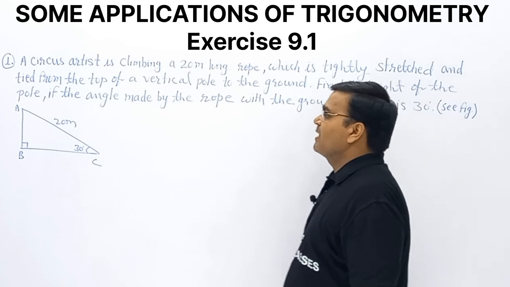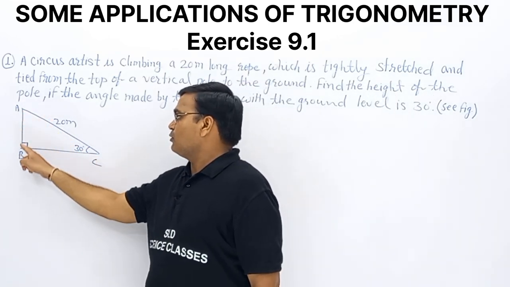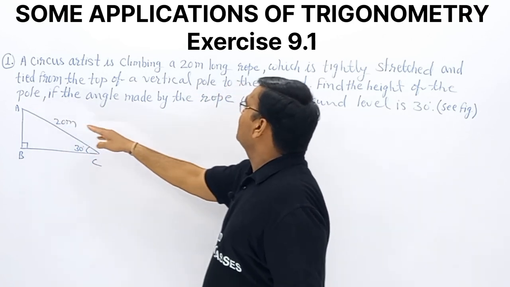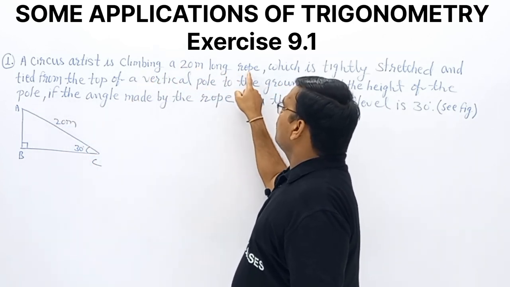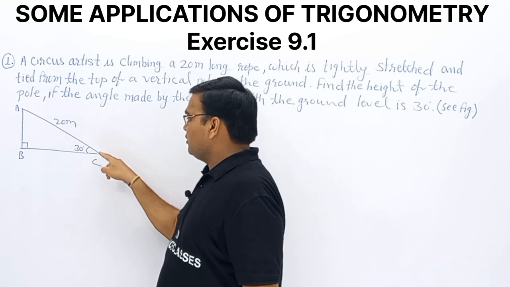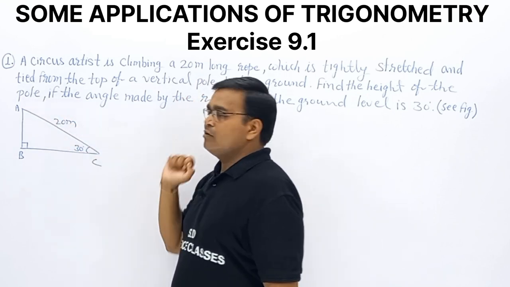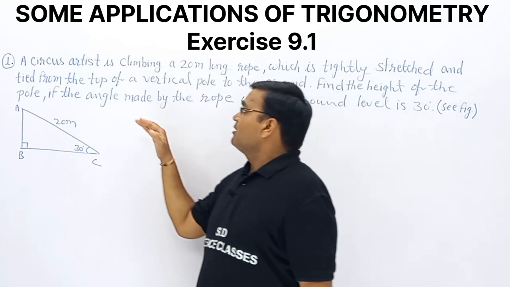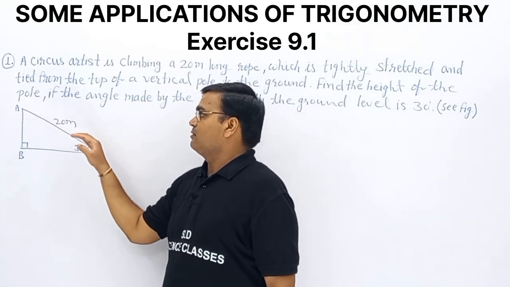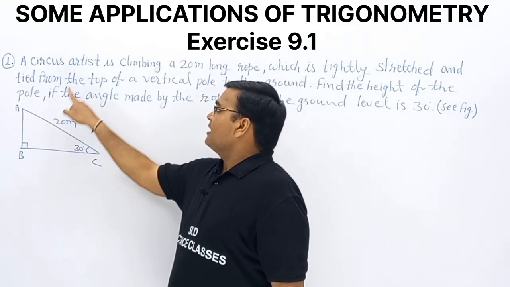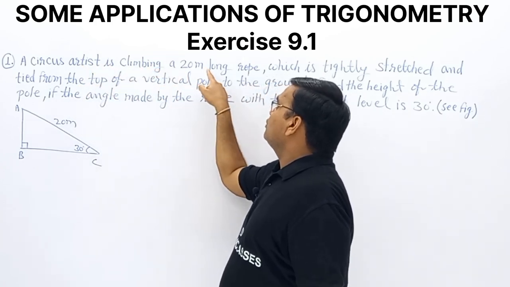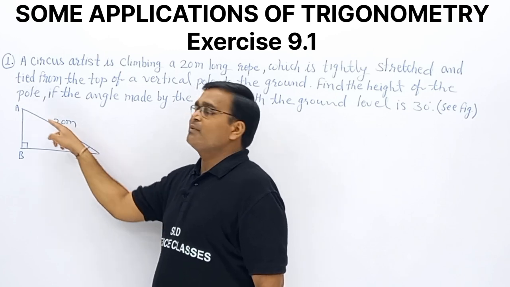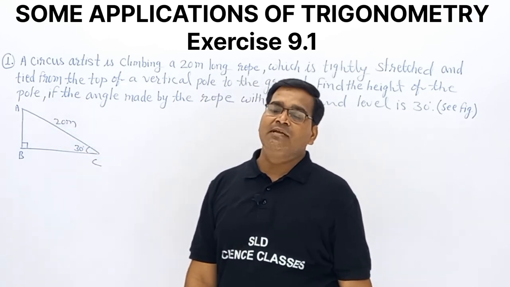the ground. We are having this vertical pole, clear? And this is the 20-meter long rope. A to C is the 20-meter long rope, and the artist is climbing on this rope.